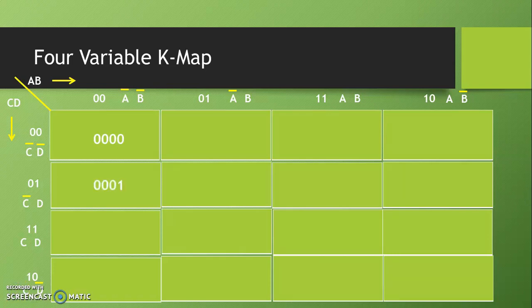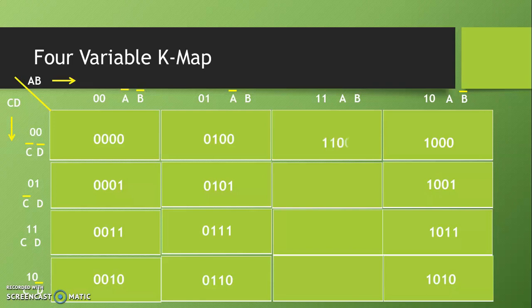For each cell we can go in a similar way. Then we can write 0 0 0 1, 0 0 1 1, 0 0 1 0, 0 1 0 0, 0 1 0 1, 0 1 1 1, 0 1 1 0, 1 1 0 0, 1 1 0 1, 1 1 1 1, 1 1 1 0, 1 0 1 0, 1 0 1 1, 1 0 0 1 and 1 0 0 0. For each cell, accordingly, we can write our product terms in ABCD form. 0 is complemented, 1 is uncomplemented.